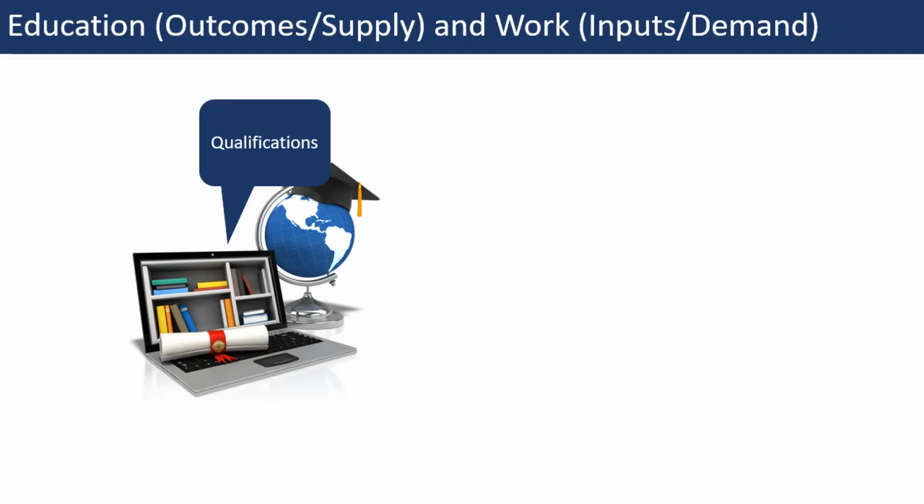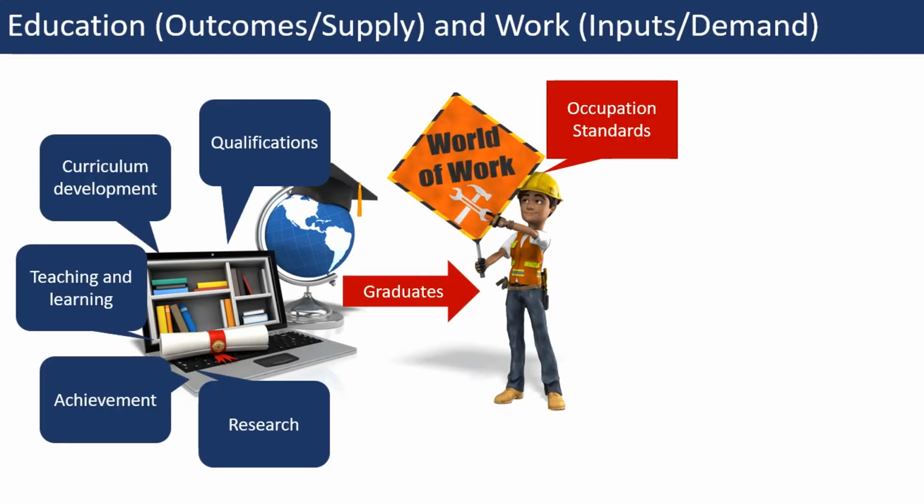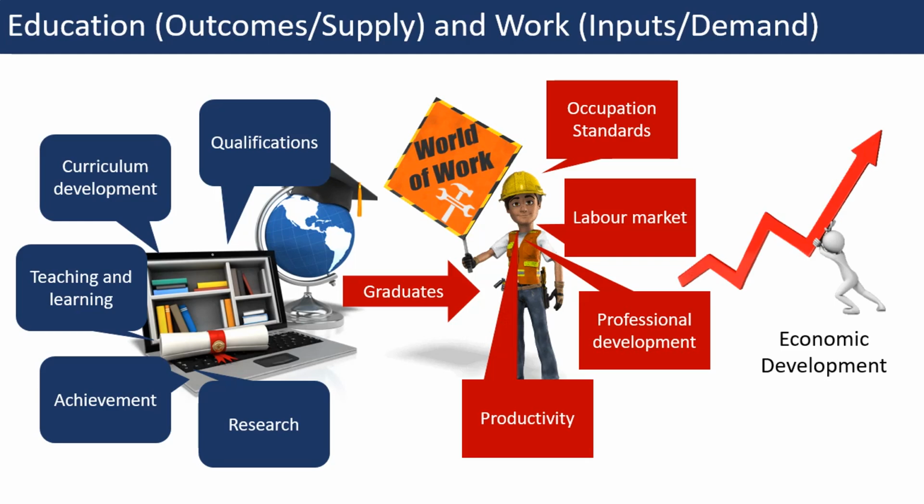A well-functioning labor market bridges education outcomes with workforce demand. On one side, education systems produce skilled graduates through effective curriculum development and qualifications. These outcomes represent the supply side, contributing to a skilled labor force. On the other side, the labor market represents demand, driven by industry needs, technological advancements, and economic shifts.